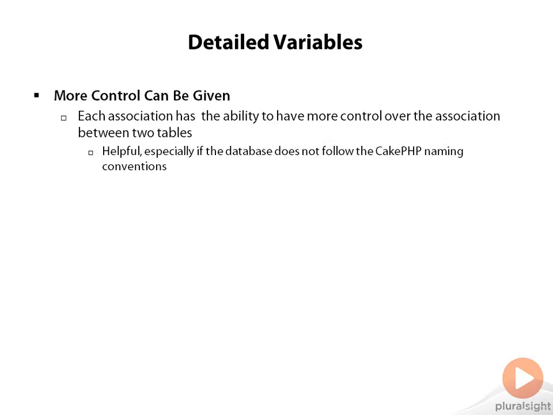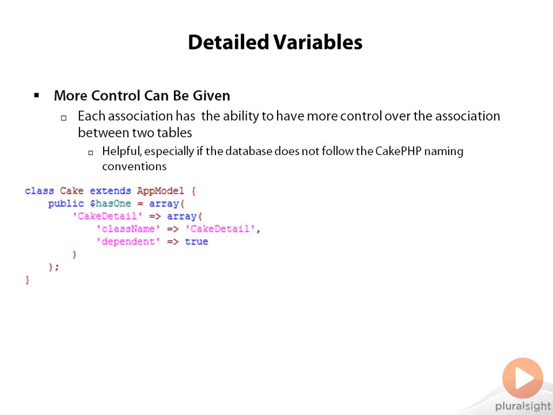I'm going to show you a few examples of these types of associative arrays that can be set. So here we're in the cake model, and we have the has-one association. You'll see that it's set to an associative array, and in there is a nested associative array. The first array key is set to the model that we are referencing, in this case, cake detail. And that key has a value which is an associative array, which holds, in this case, two key-value pairs.